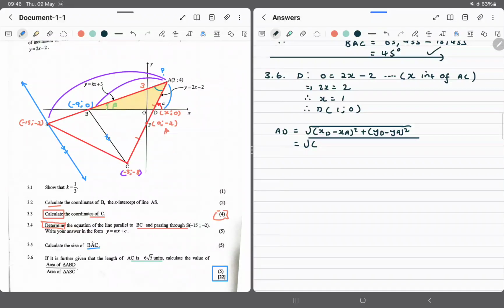What is x at D? X at D is 1 minus x at A, which is 3, all squared, plus y at D, which is 0, minus y at A, which is 4.